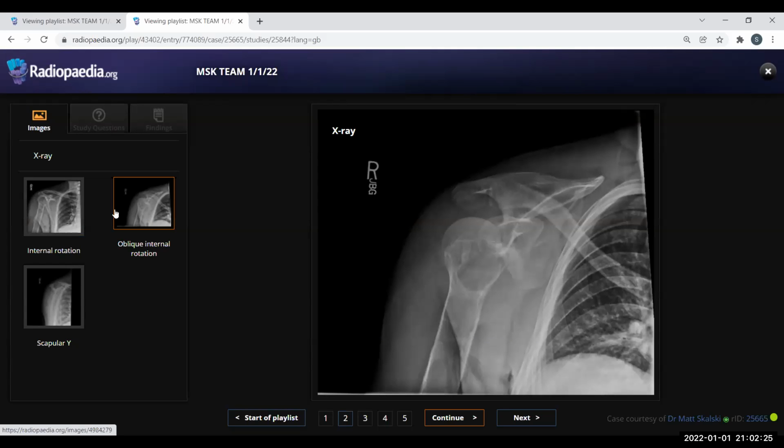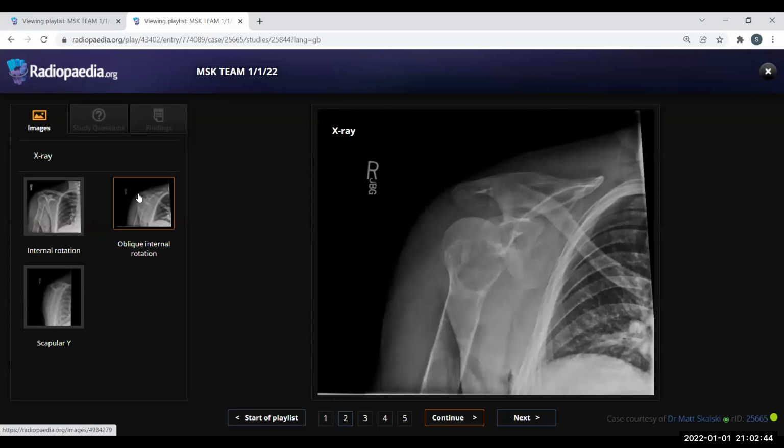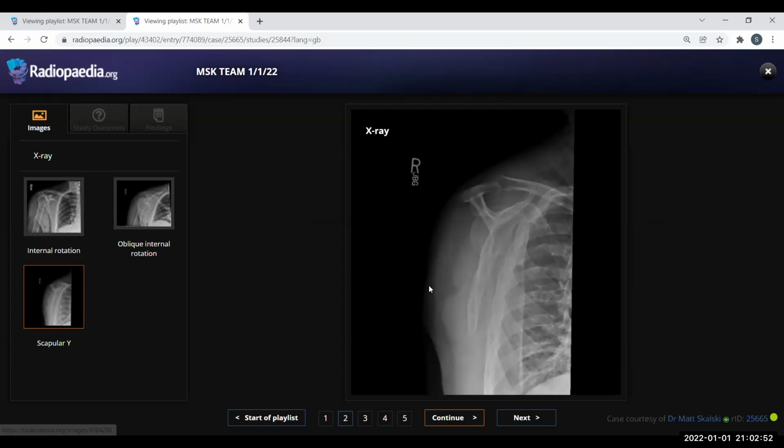In the internal rotation view, there is overlap between the glenoid and the humeral head with loss of normal articulation in the glenohumeral joint. And on the oblique internal rotation view, this is quite evident. And on the Y projection, ignore the glenohumeral articulation. Can you describe the osseous lesion for me, please?